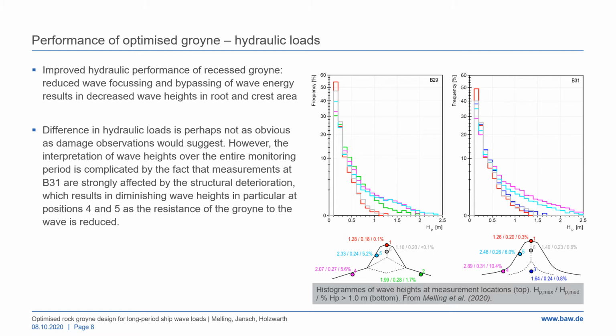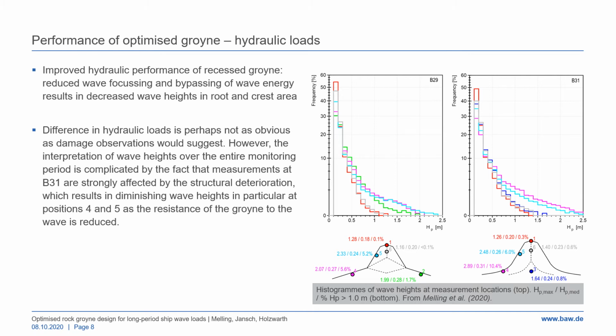In comparison, the recessed groyne shows significantly smaller amounts of waves exceeding 1 meter height in the root area, as the wave energy is allowed to bypass. This also results in lesser wave heights on the crest at position 6. We see that the new design offers better hydraulic performance and lesser loads on the rock armour in the vulnerable areas of root and crest.